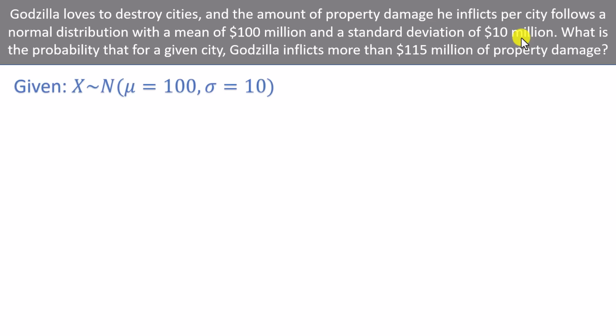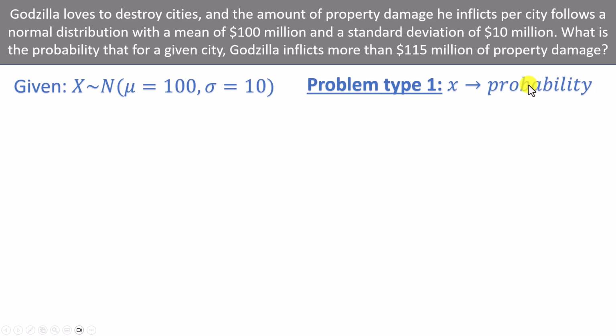This problem gives us that our variable, which represents the property damage, follows a normal distribution, which we write with a capital N, and the mean is $100 million. I'm just going to use 100, and a standard deviation of 10. We are asked to find a probability related to a value on this distribution, so this is a problem type number 1. The first step is to write out a probability statement based on the probability that was asked. They asked for the probability that he inflicts more than $115 million of damage, so we would write that as the probability that x is greater than 115.